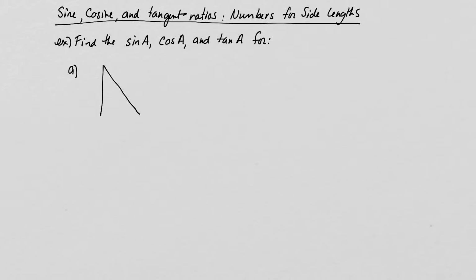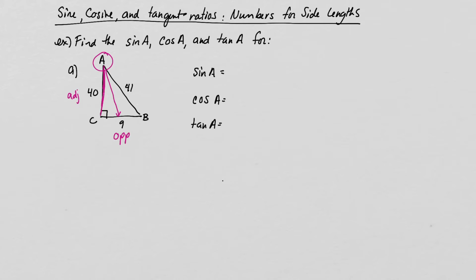So we have a right triangle, and this right triangle here, this is A, here's B, here's C, and this is 9, this side here is 41, and this is 40. So we're looking for the sine of A, the cosine of A, and the tangent of A. So remember, we have to go from the perspective of A, right? So here's A. So this side here, this is the opposite. And this side here that's touching the A, this is the adjacent side. And then that side that's across from the right angle, that's always the hypotenuse.